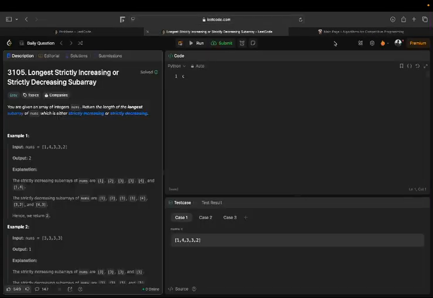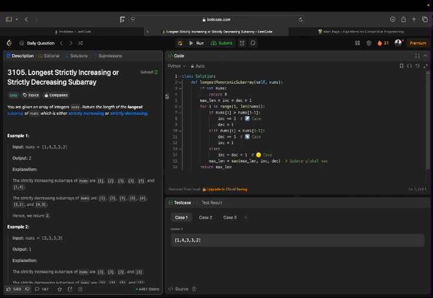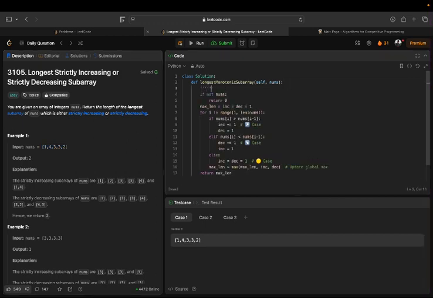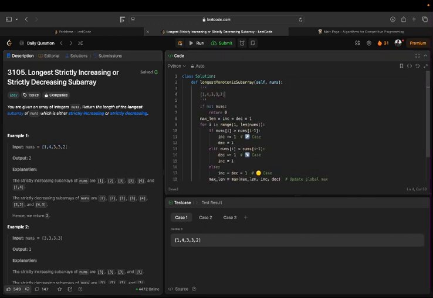So today we are going to solve the problem of the day for 3rd January. The problem is longest increasing or strictly decreasing subarray. I have actually solved this problem, so I'm going to explain it to you. So let's take example 1.